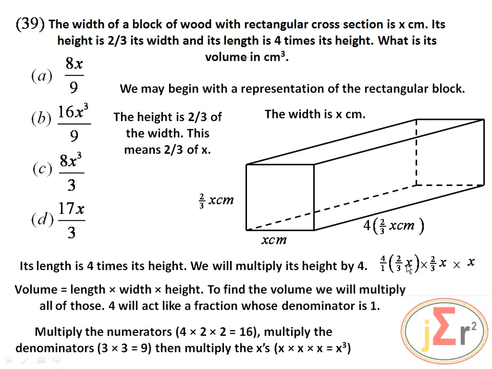Then we have the x's. X multiplied by x multiplied by x, and that will be x cubed. So we will have 16 over 9 and x cubed, and that will be option B. So the correct answer is option B.